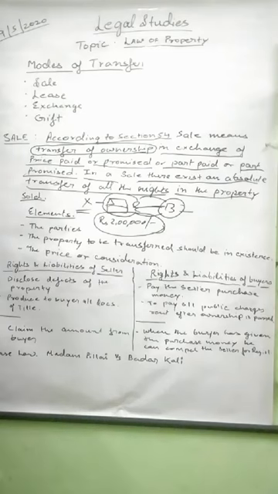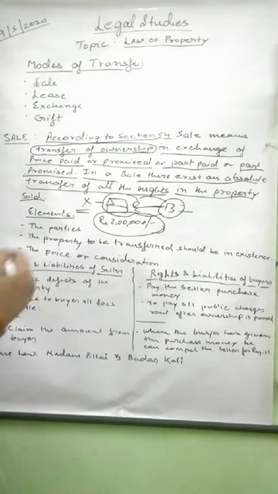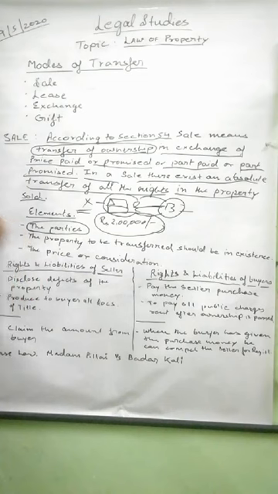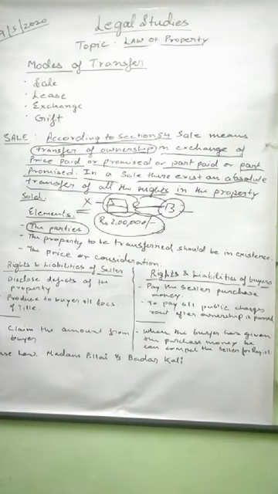Now coming to the elements of a valid sale, it is the same as what we earlier discussed in the Contract Act. In a contract, there are certain essentials of a valid contract. In the same way, there are certain elements in a valid sale. The first and foremost element in sale is the parties. There have to be two or more parties in the sale, without which a sale cannot be done. Means a seller and a buyer have to be there.